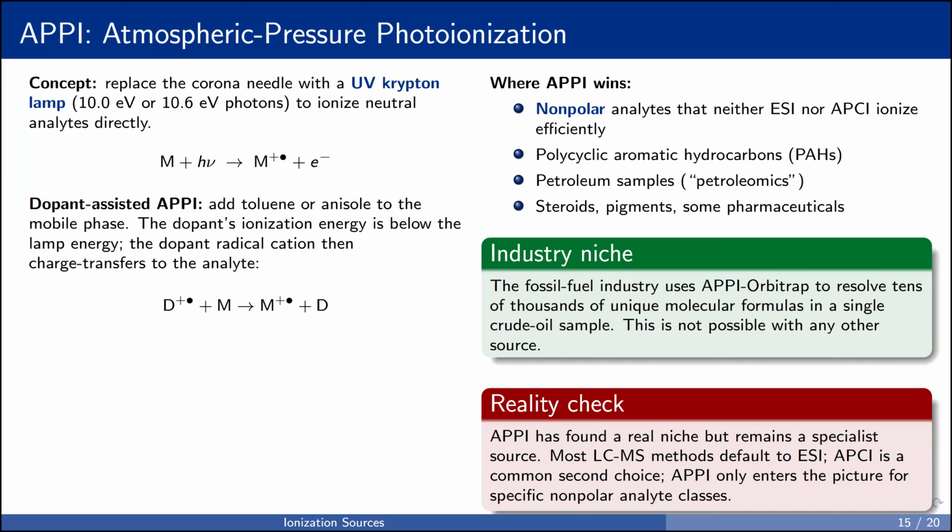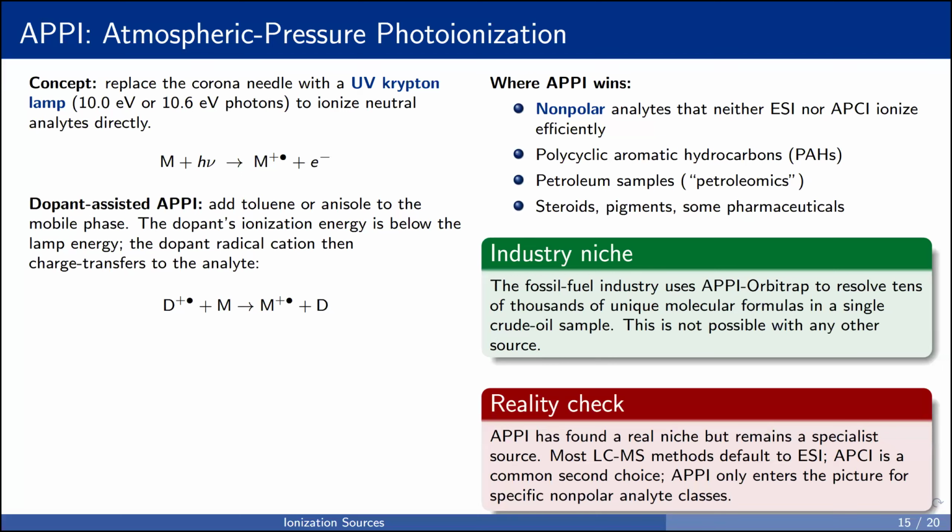The major industrial niche for APPI is the petroleum and fossil fuel industry, a field called petroleomics. Pioneered by Alan Marshall at the National High Magnetic Field Lab in Florida, it uses APPI coupled to FTICR mass spectrometry to resolve tens of thousands of individual molecular formulas in a single crude oil sample. No other combination of source and analyzer can do this. The molecules are too nonpolar for ESI, too non-volatile for GCMS, and too numerous for anything less than FTICR resolving power.